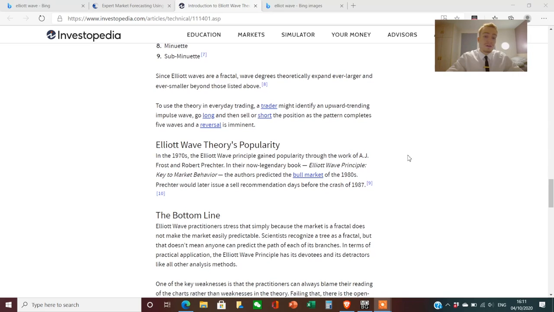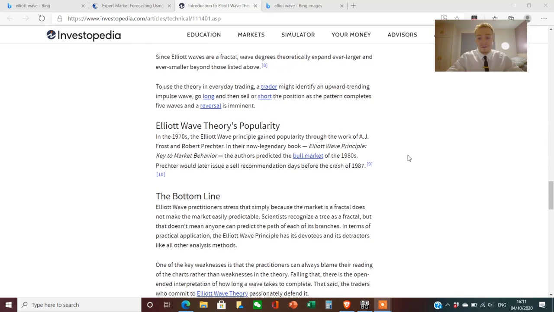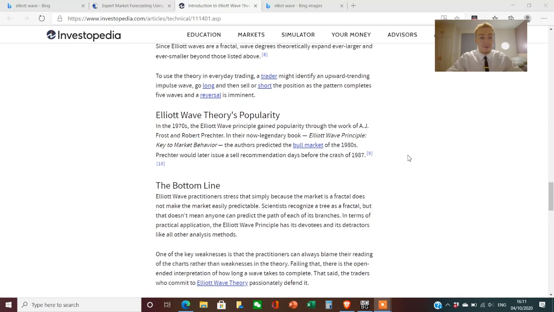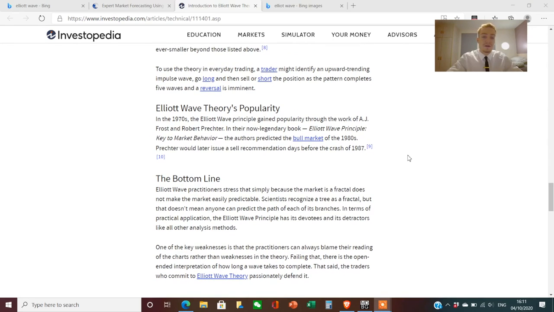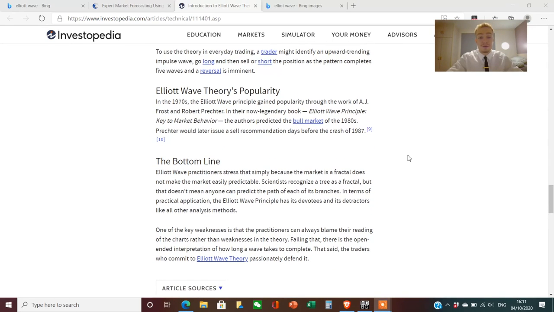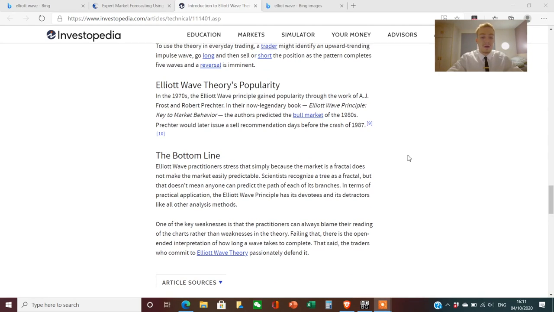To use the theory in everyday trading, a trader might identify an upward trending impulse wave, go long and then sell short the position as the pattern completes 5 waves and a reversal is imminent.